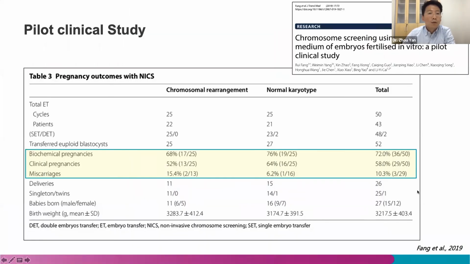And there's also another pilot clinical study performed by Fang et al., published in the Journal of Translational Medicine in 2019. This is also showing a very encouraging clinical pregnancy rate using the NICSI result for implantation, as high as 58%, and a low miscarriage rate of 10%.